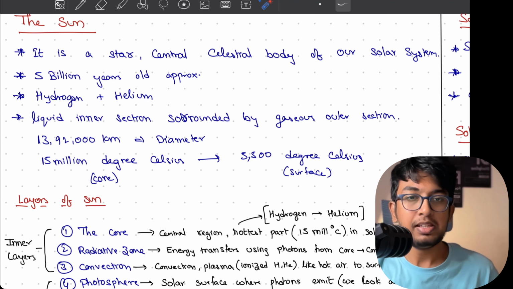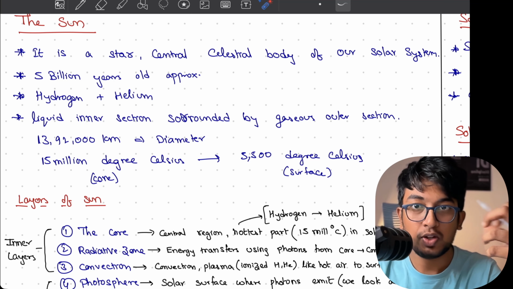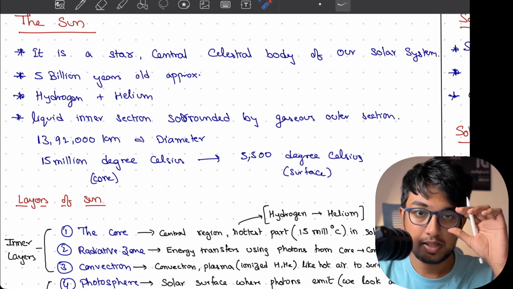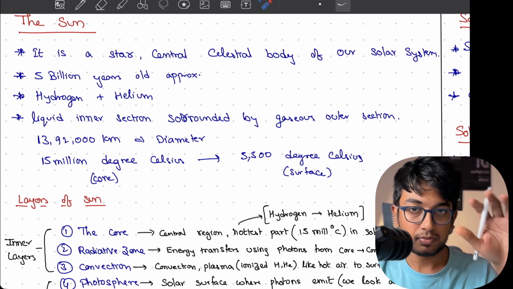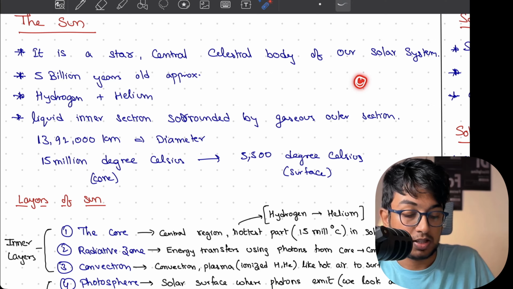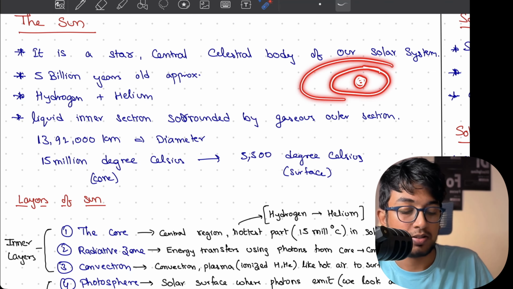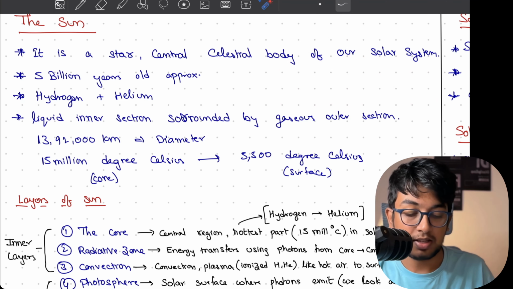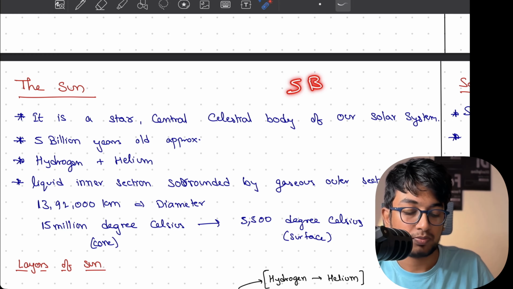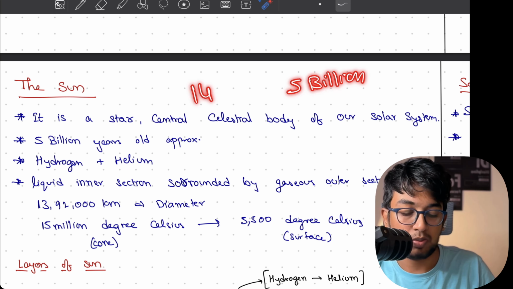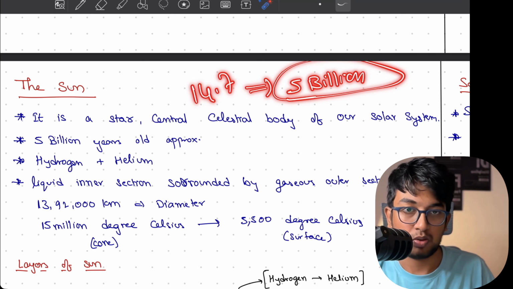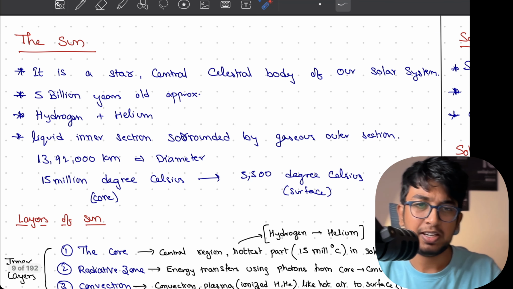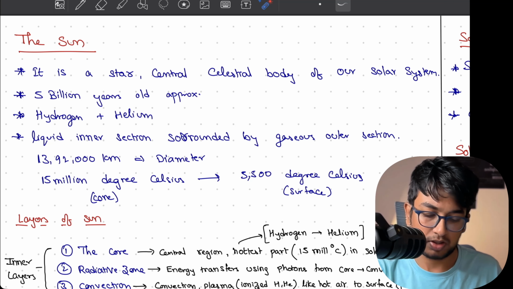So basically the theory of the sun is it is a star. It is the central celestial body. This central celestial body is at the center and our planets will rotate around it. That is what the sun is. Our sun is 5 billion years old. Universe is 14.7 billion and our sun is 5 billion years old. How is it formed? Because of supernova. It is already explained intensively in the previous episode, so please watch that.